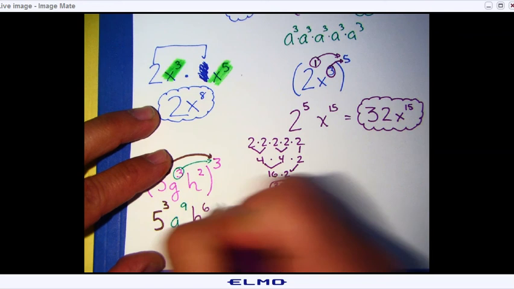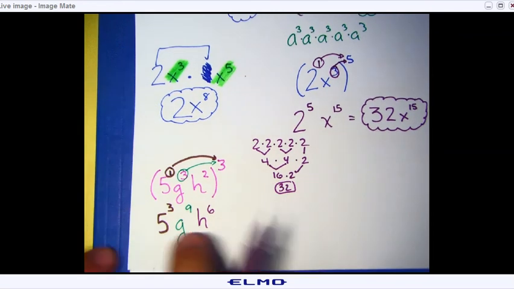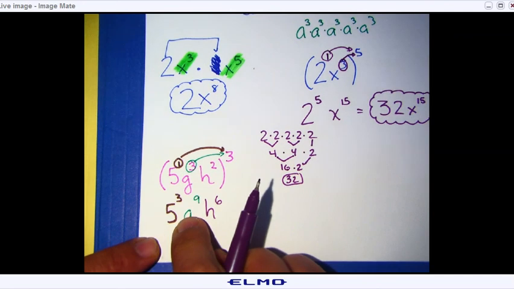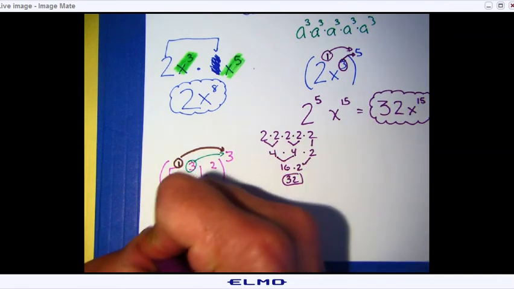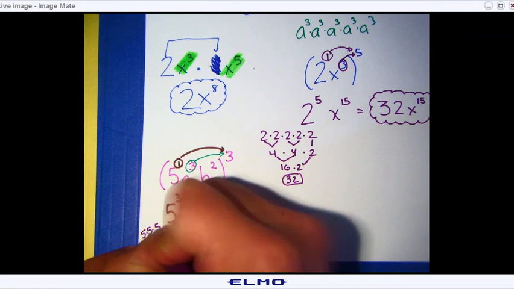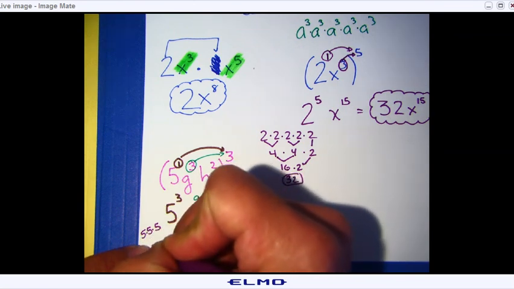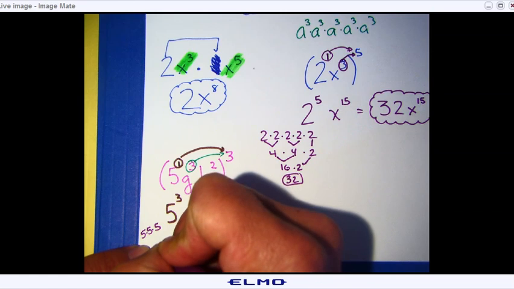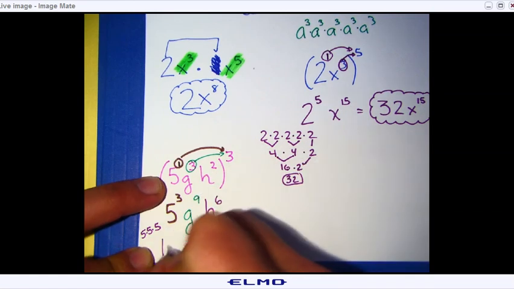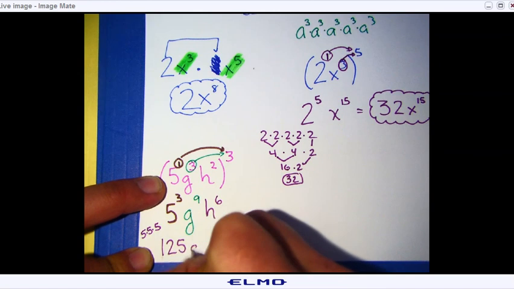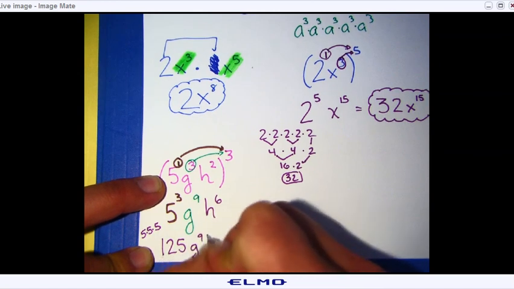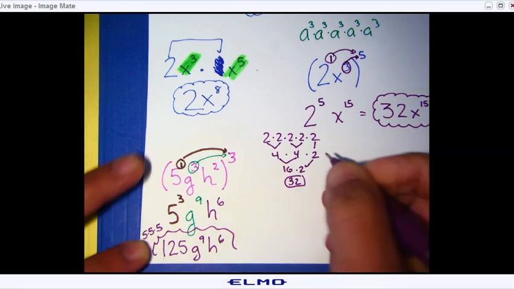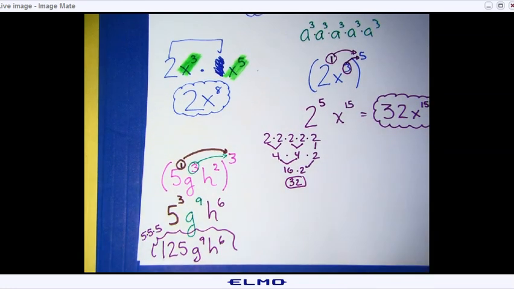There you go. But now we have that big number. I've got to go ahead and do 5 times 5 times 5. What's 5 times 5 times 5? 5 times 5 is 25. And 25 times 5 is 125. So g to the power of 9 and h to the power of 6. There you go. Yeah, power.